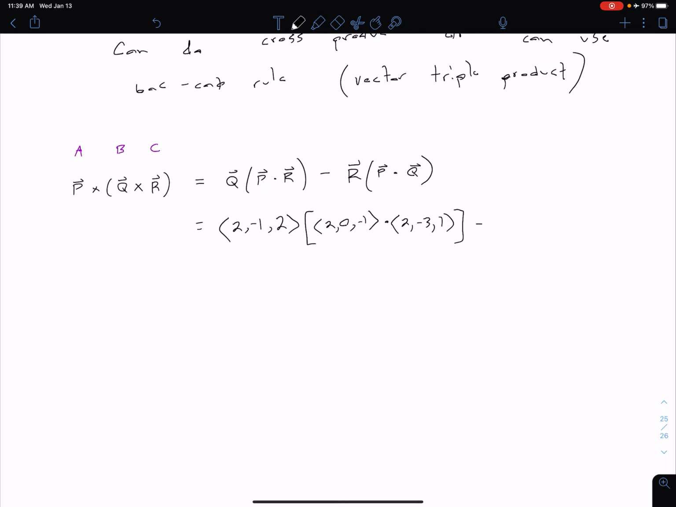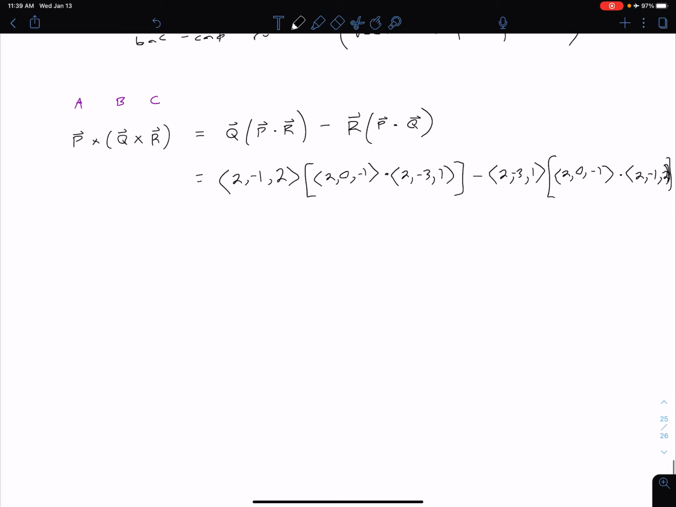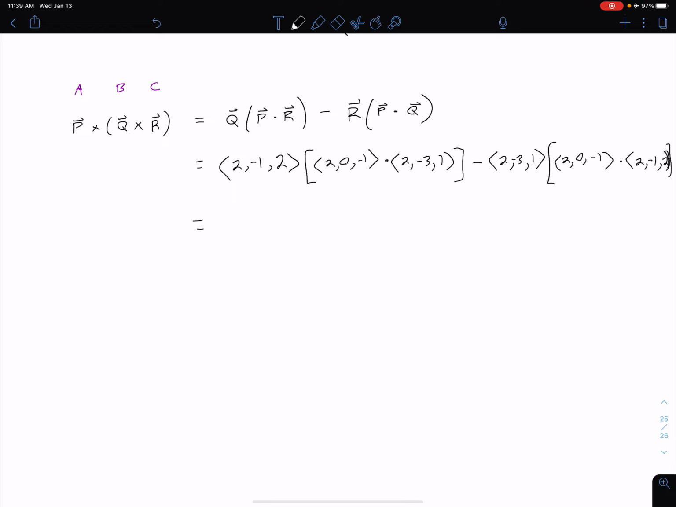Okay, so that's our first term. Now we're subtracting from that. We have <2, -3, 1> for our R, which is being multiplied by the dot product of <2, 0, -1> dotted with <2, -1, 2>. So I'm running out of space here. That should be an angle bracket to close that last vector there. So now I'll go ahead and write all of this out just so we can see it. So we still have this <2, -1, 2> out front.